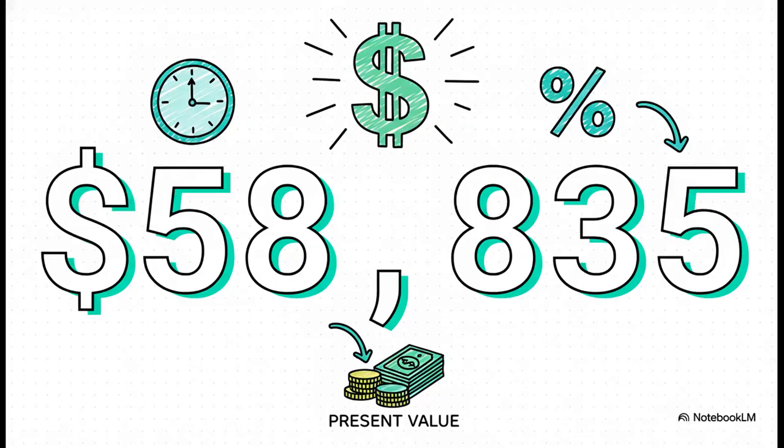So let's tackle option A first. We take that promised $75,000 from the future and we discount it, or pull it back to today. We'll use the 5% rate from the savings account as our baseline, our discount rate. The formula, as you can see, is PV equals FV divided by 1 plus R to the power of T. We plug in our numbers and what do we get? We find out that a promise of $75,000 in 5 years is the same as having $58,835 in your hand today. That is its present value.